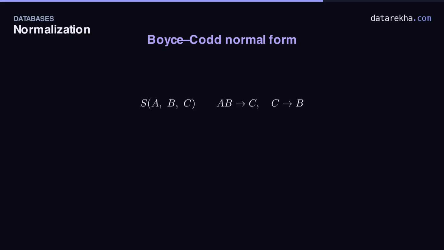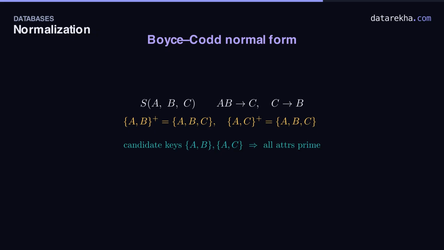Meet relation S, columns A, B, and C, with two rules: A and B determine C, and C determines B. Find the keys. A and B reach everything, so it's a candidate key. But so is A and C, since C gives B. Two candidate keys means A, B, and C are all prime.